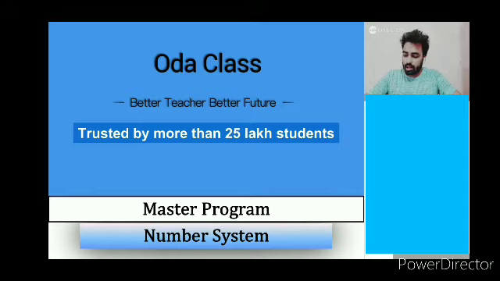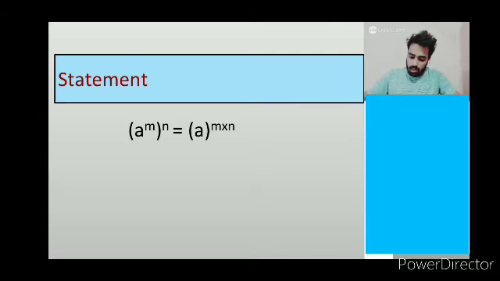And today we are having the last class of number system. In the previous class, we learned law of exponent 1, 2, and 3. The third law is very important. This one: a power m whole power n is a power m into n. How many of you remember it?